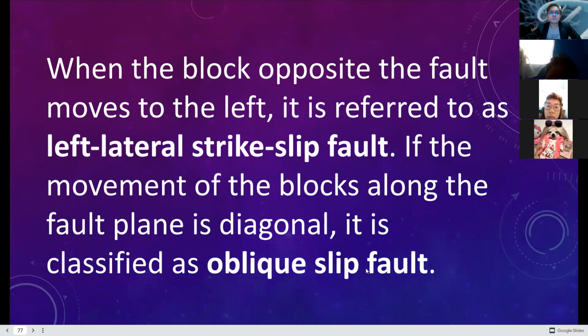Okay. Again, if the movement of the fault moves to the left side, it is referred to as the left lateral strike slip fault because the movement is going to the left. Okay. If the movement of blocks along the fault plane is diagonal, meaning to say that it can be either left or right, it is called the oblique slip fault. Oblique. The movement now is oblique. Okay, there are some movements to the left and some movements to the right.